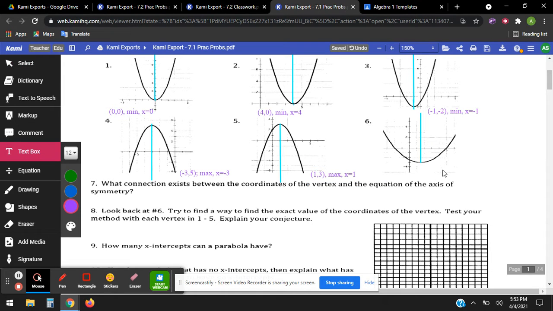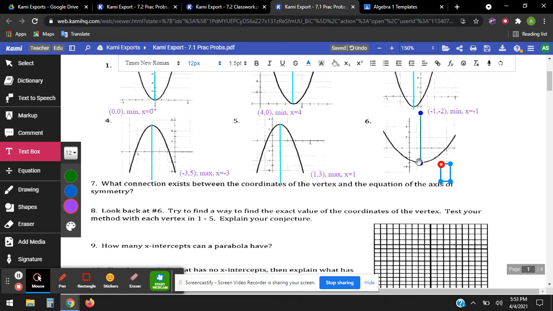All right, and so this one, the vertex is a little tricky. It looks like it's between 1 and 2, so I'm going to do 1.5, and then it looks like it's at -3 on here. This one is a minimum, and that puts my axis line at x equals 1.5.